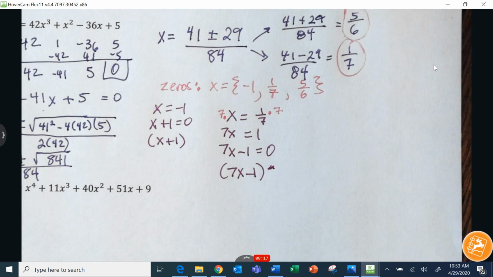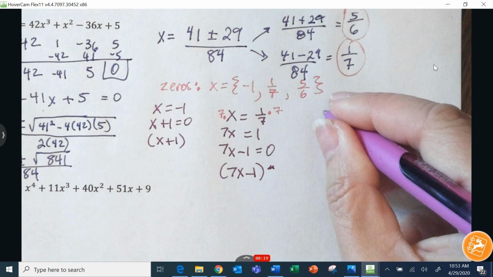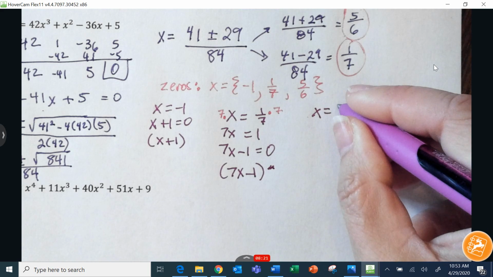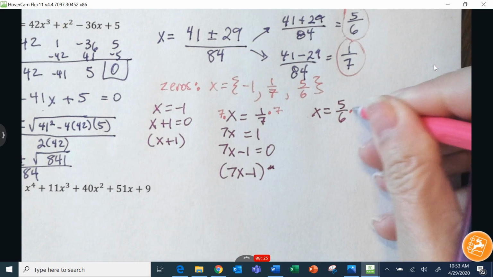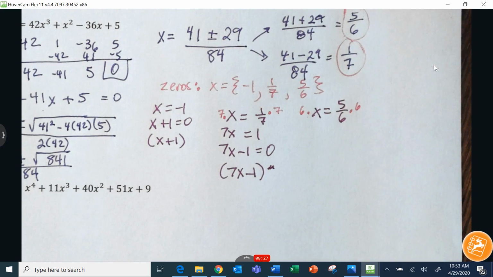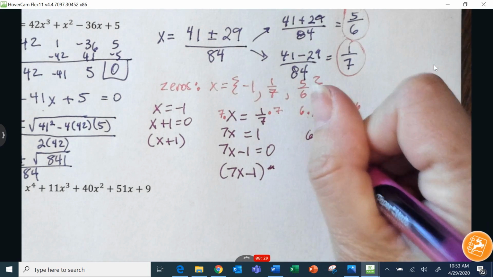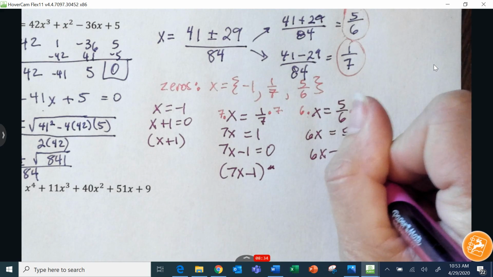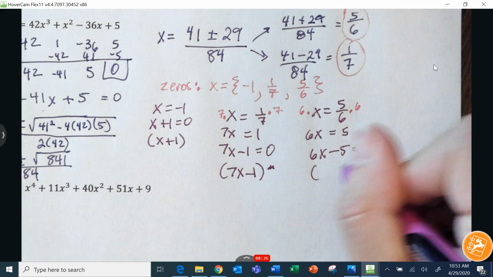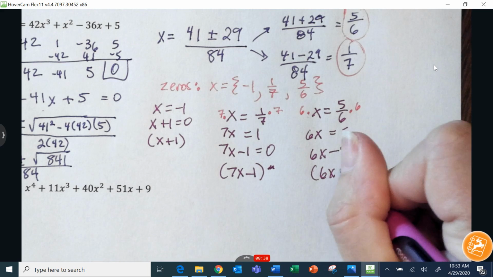And then the third one, x equals 5 over 6. I'm going to multiply both sides by 6, and I'm going to get 6x equals 5. Take away the 5, and we have 6x minus 5 equals 0. So that factor should be 6x minus 5.